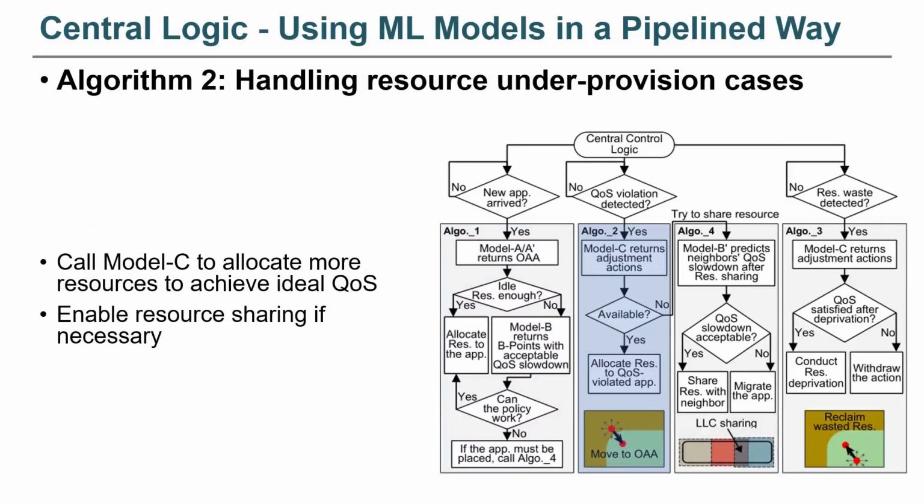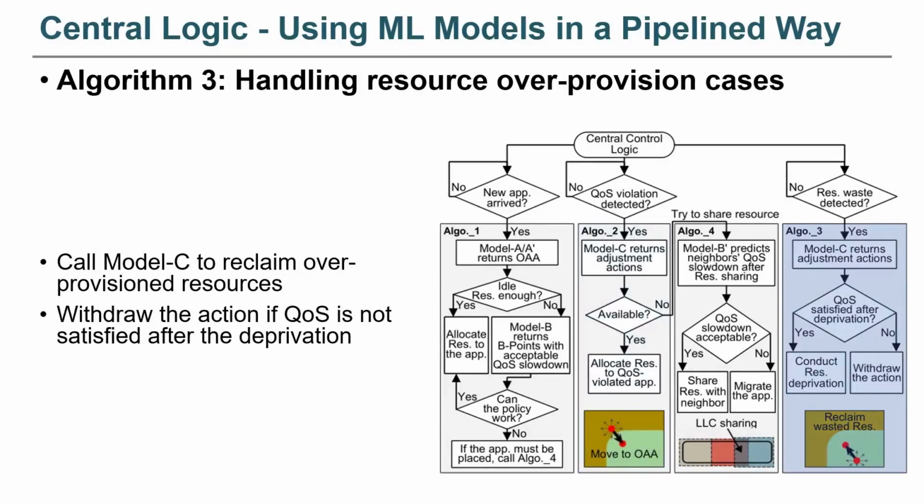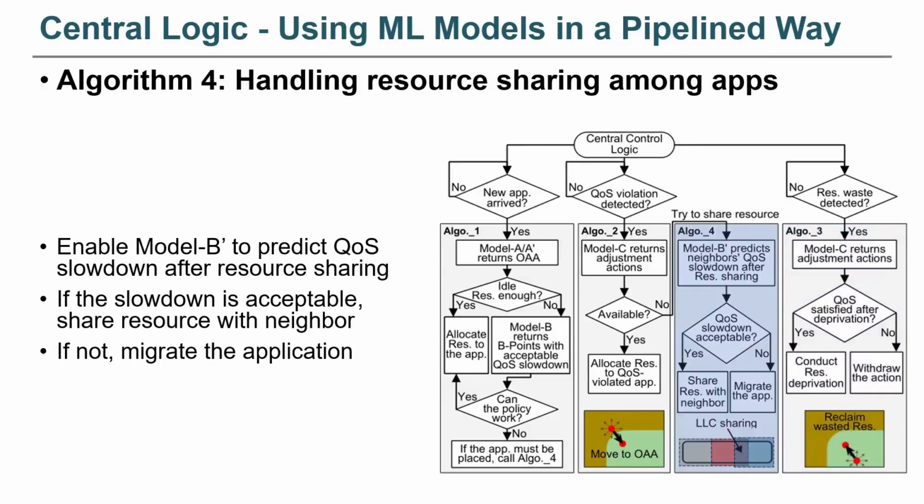When the scheduler detects QoS violations, Algorithm 2 calls Model C to allocate more resources to achieve ideal QoS. If idle resources are not enough, call Algorithm 4 for resource sharing. Algorithm 3 handles resource over-provision cases. It calls Model C to reclaim over-provisioned resources. If QoS is not satisfied after the deprivation, the action is withdrawn.